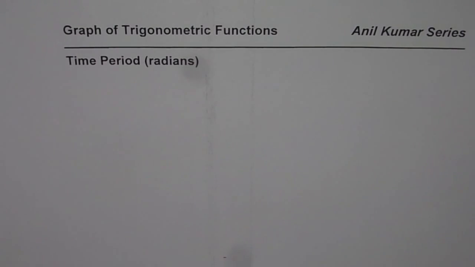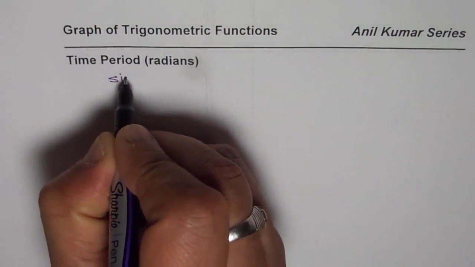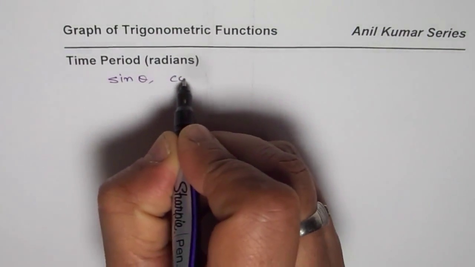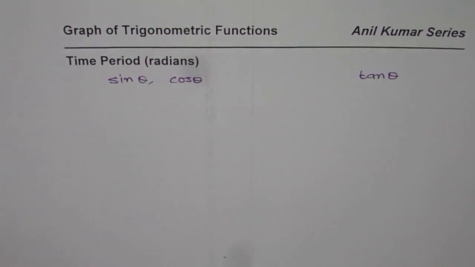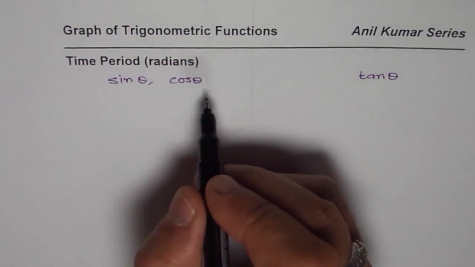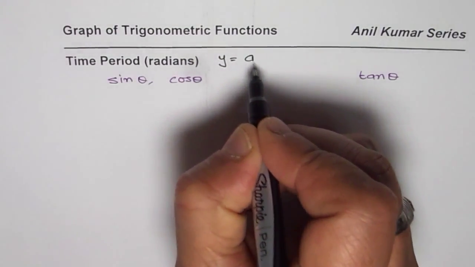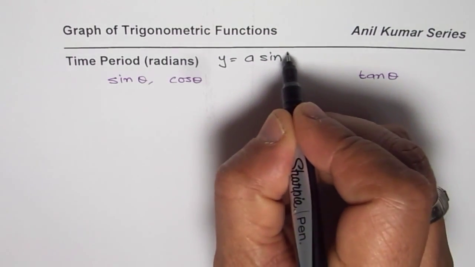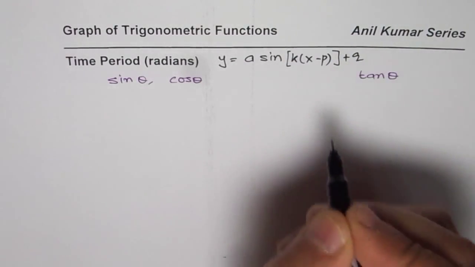I'm Anil Kumar, and in this video we will try to understand what is time period in radians for trigonometric functions. We are considering mainly the primary trigonometric functions, which are sine theta, cos theta, and tan theta on the other side. Second, we will be considering a standard form of transformed trigonometric function, which you could write as y equals a times sine of (kx minus p) plus q.